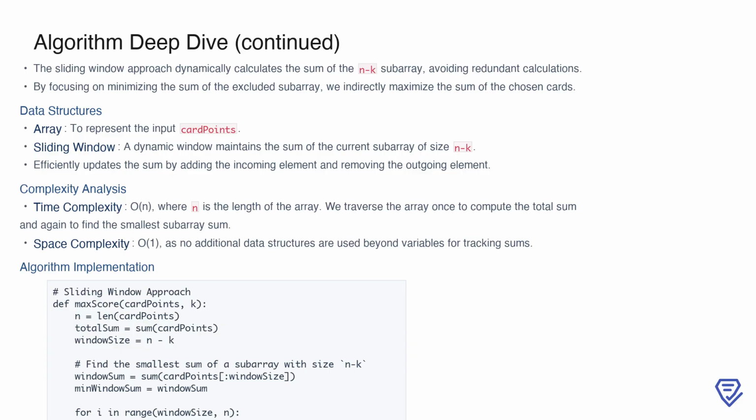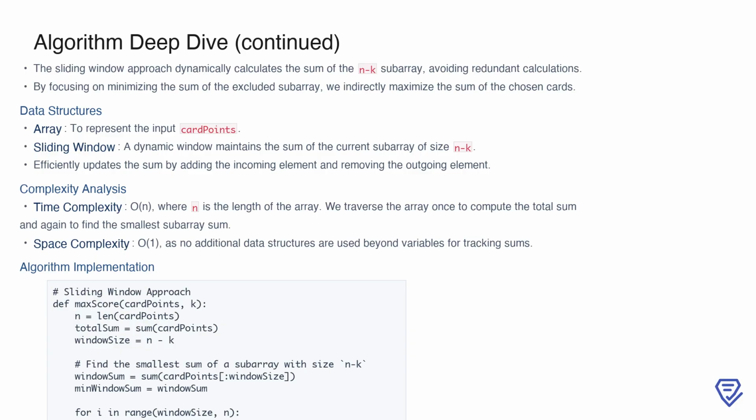As for complexity, the time complexity is O(n), where n is the total number of cards in the array. This is because we make a single pass through the array to calculate the total sum and another pass to find the smallest subarray sum. The space complexity is O(1), as we only use a few variables to track sums, without any additional data structures.